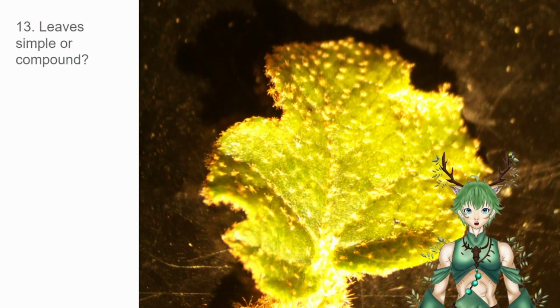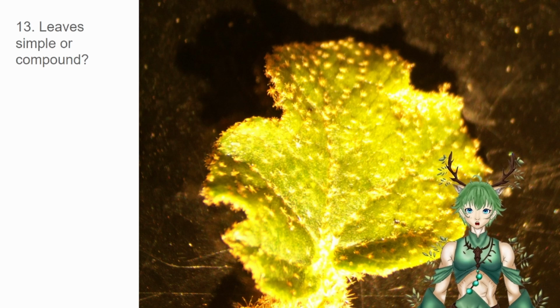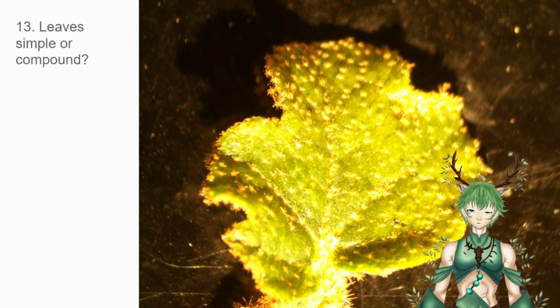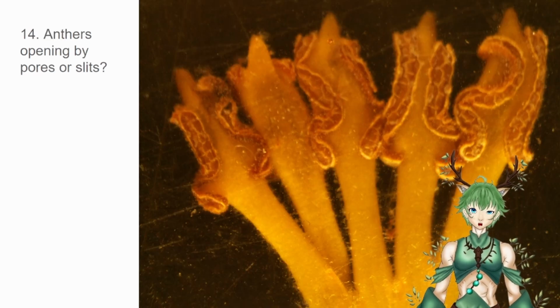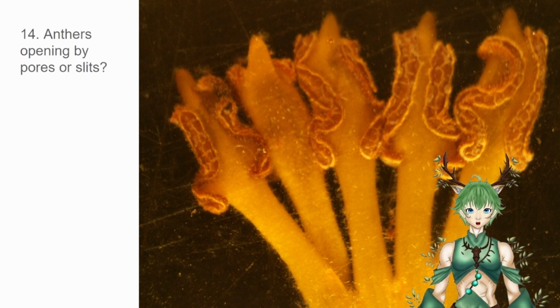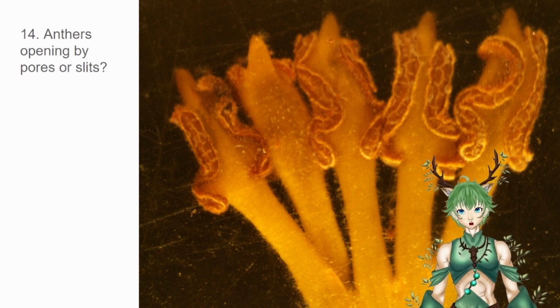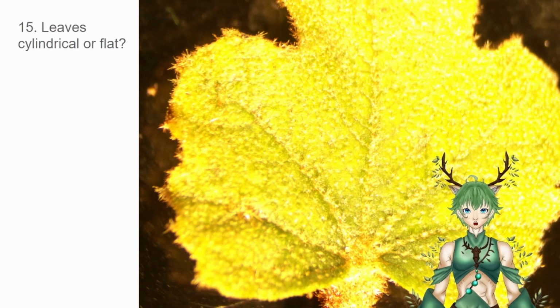The next thing we're asked is, are the leaves simple or are the leaves compound? And here you can see that our leaves are simple. They're lobed, but they're simple. We are then asked, do the anthers open by pores or slits? Here you can see that they're clearly slits. They're not pores. And then we are asked if the leaves are cylindrical or if they're flat.